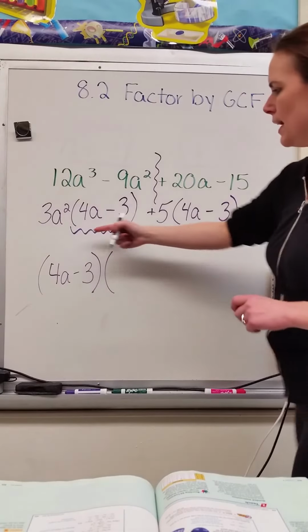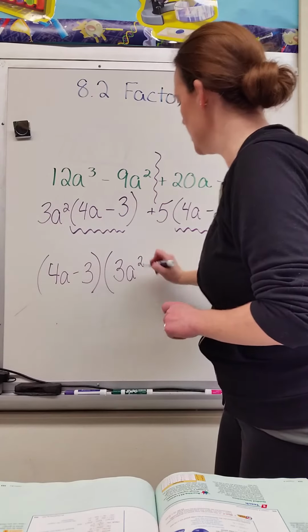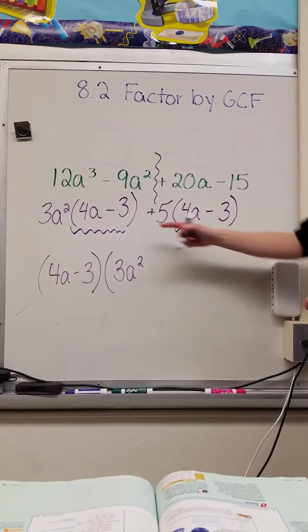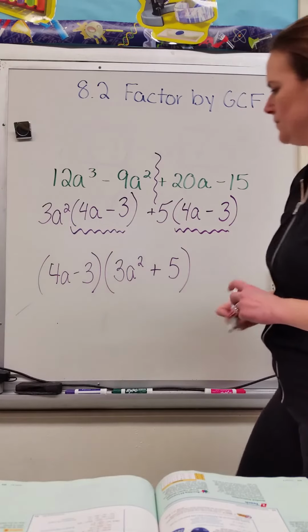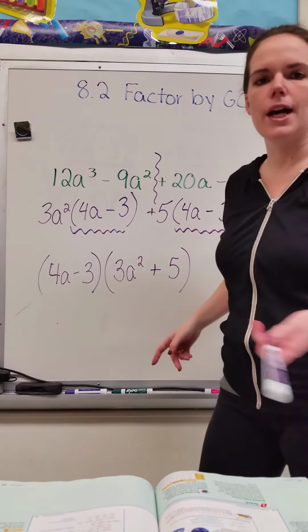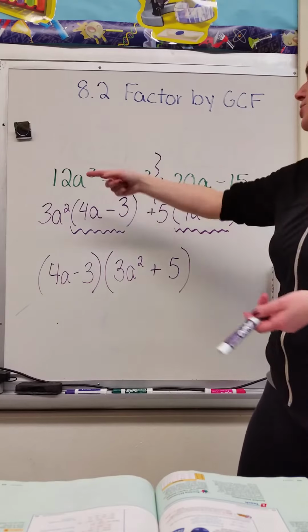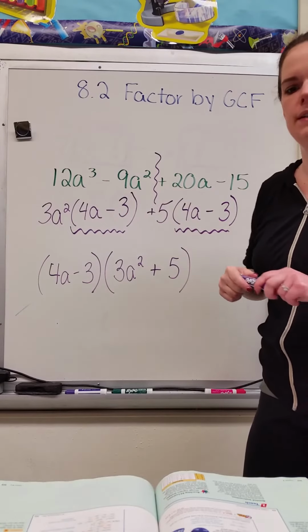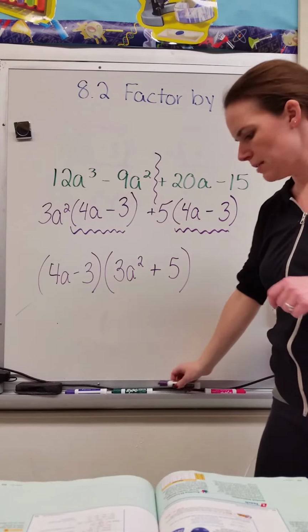And then what's left here is the 3a squared, and what's left here is the plus 5. Again, if you really wanted to, you could check and FOIL to make sure that you end up back at this original long piece. And that is pretty much what section 8.2 is going to be about.